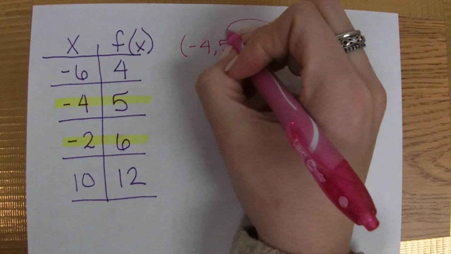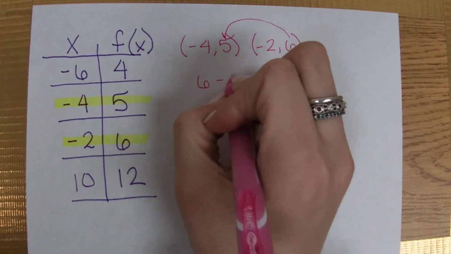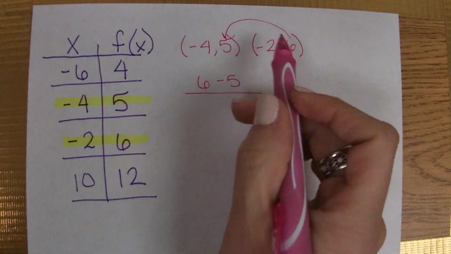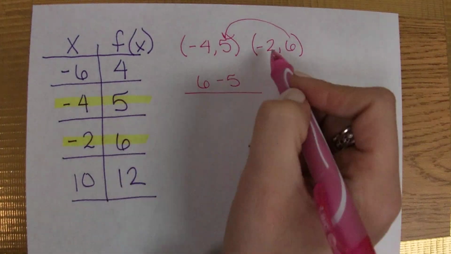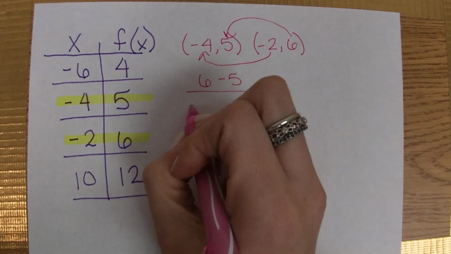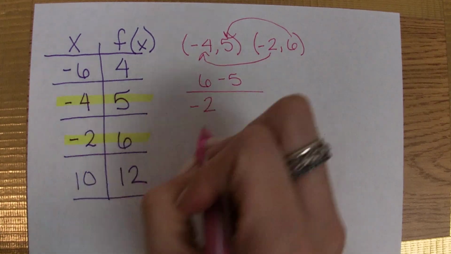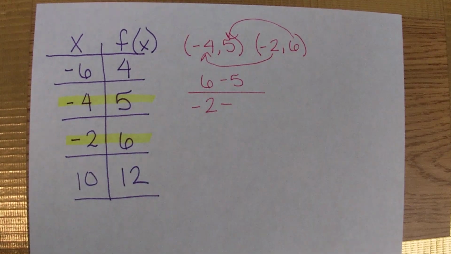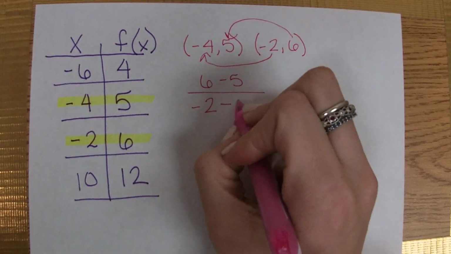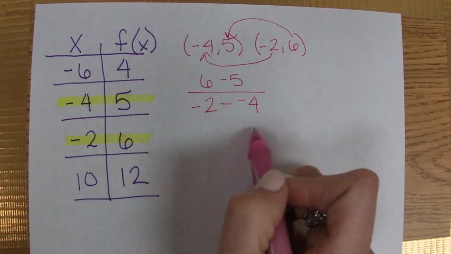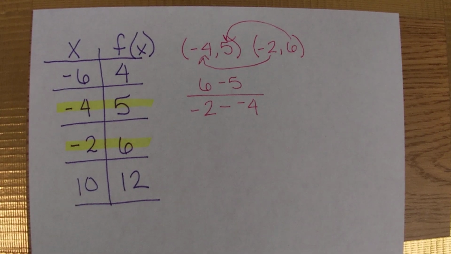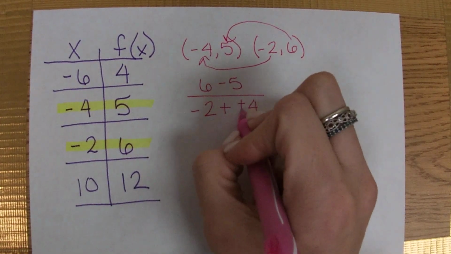So we're going to do y2 minus y1, so 6 minus 5, over x2 minus x1. Now keep in mind, x2 is -2. This subtraction sign is part of our formula, which says always use subtraction, and then a -4. We've really struggled with this, so we need to make sure we're okay there. Use a calculator to help you.